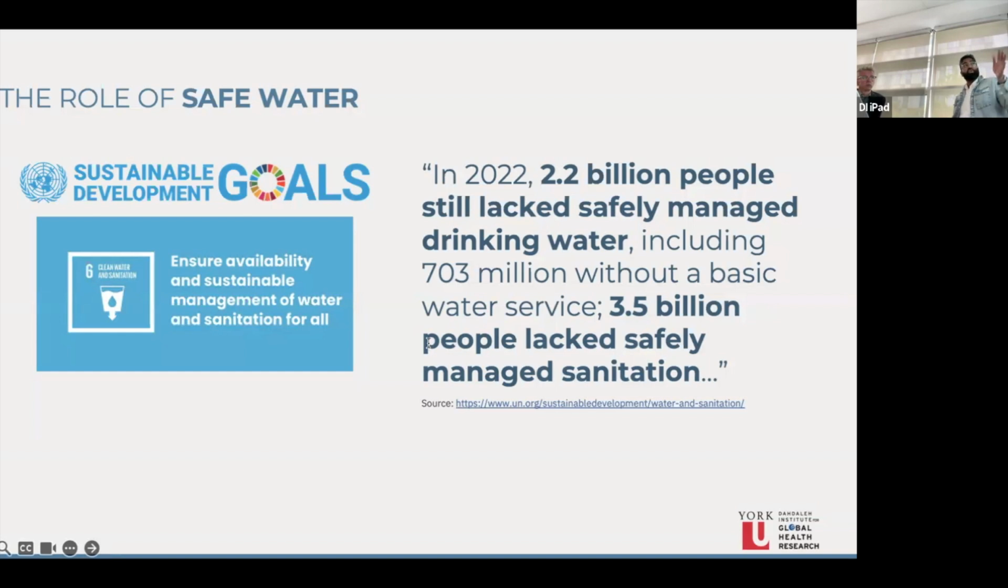So right now, the estimates are around 2.2 billion people lack access to safely managed drinking water, and 3.5 billion people lack access to safely managed sanitation. But these are very broad estimates, and only about half the countries of the world have data on this, so there's a lot of assumptions at play here.